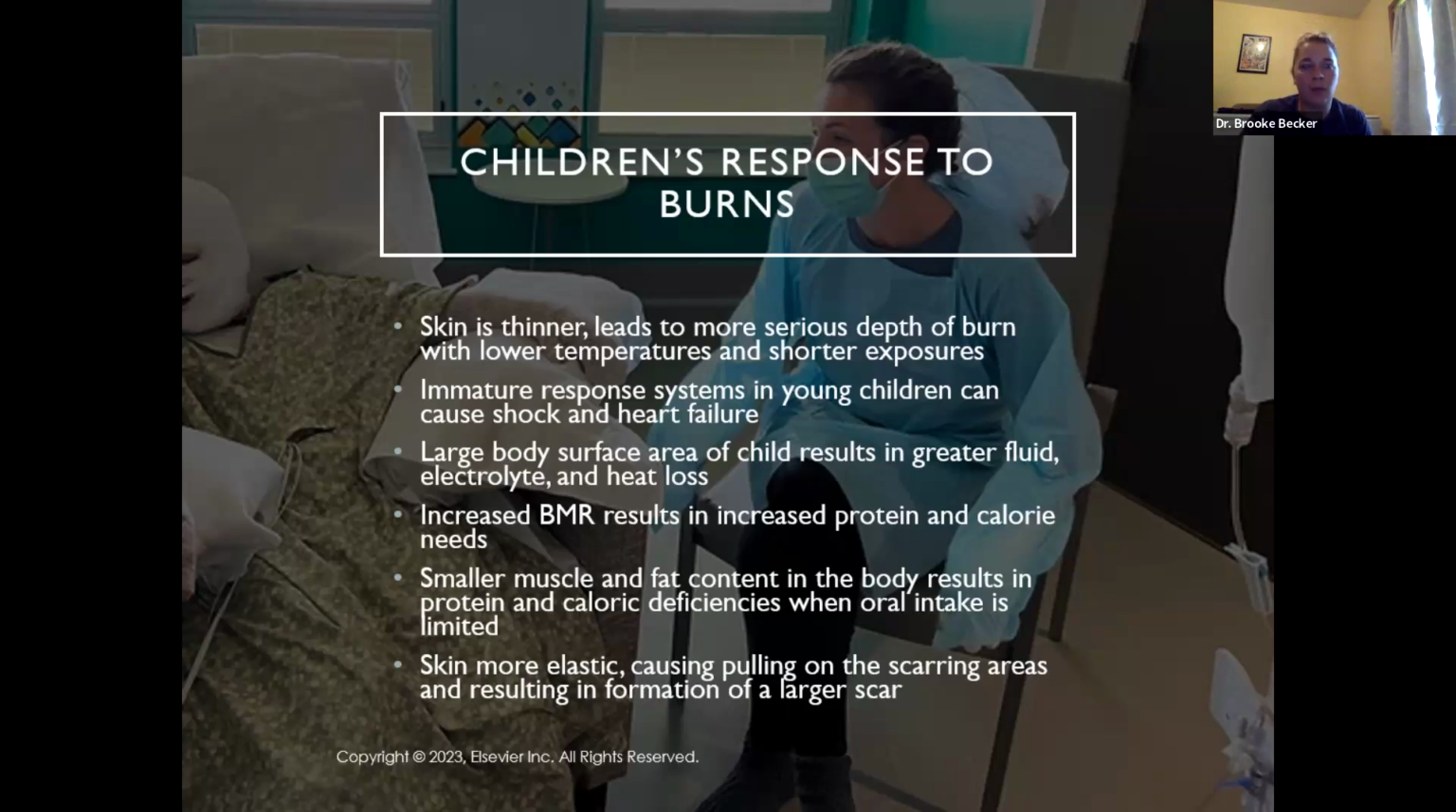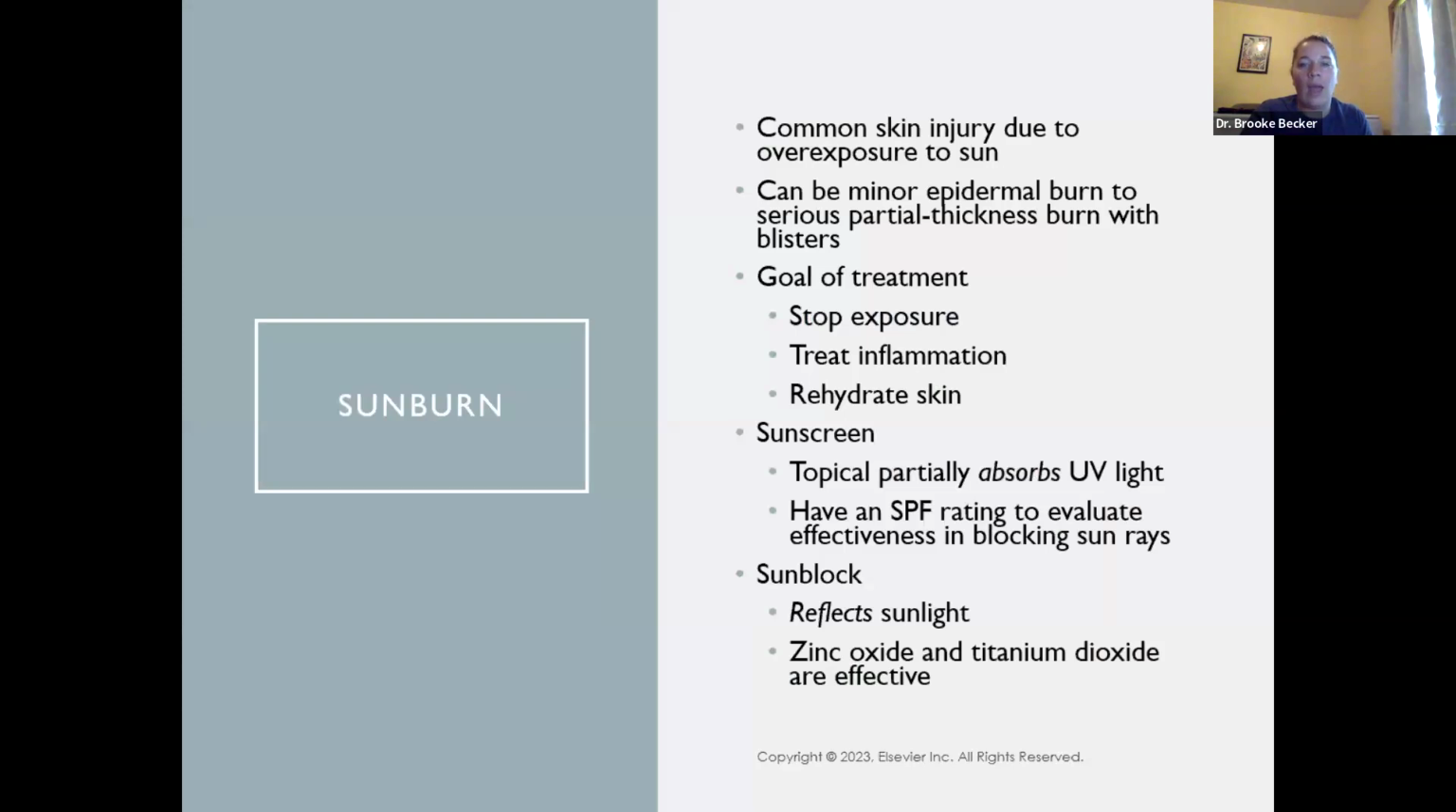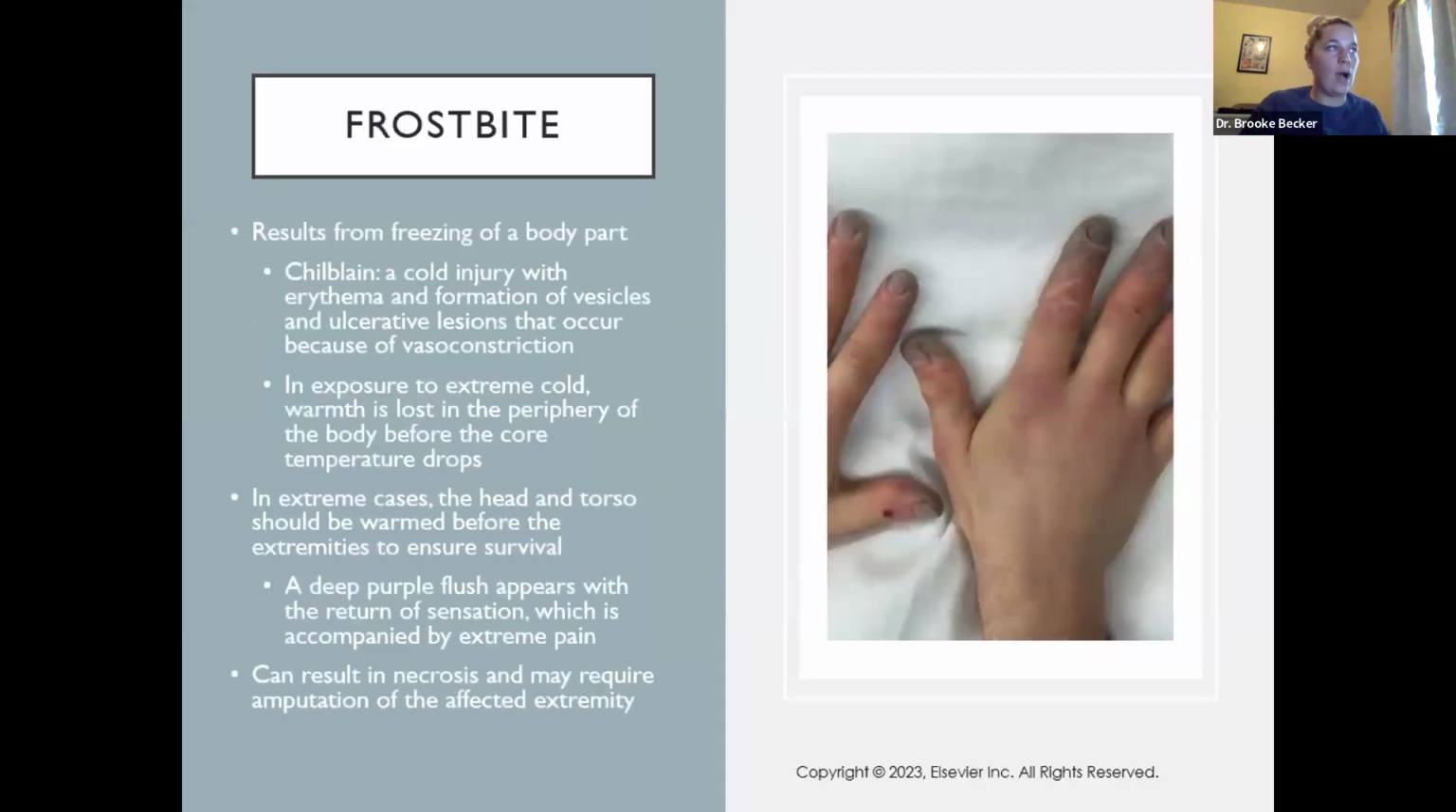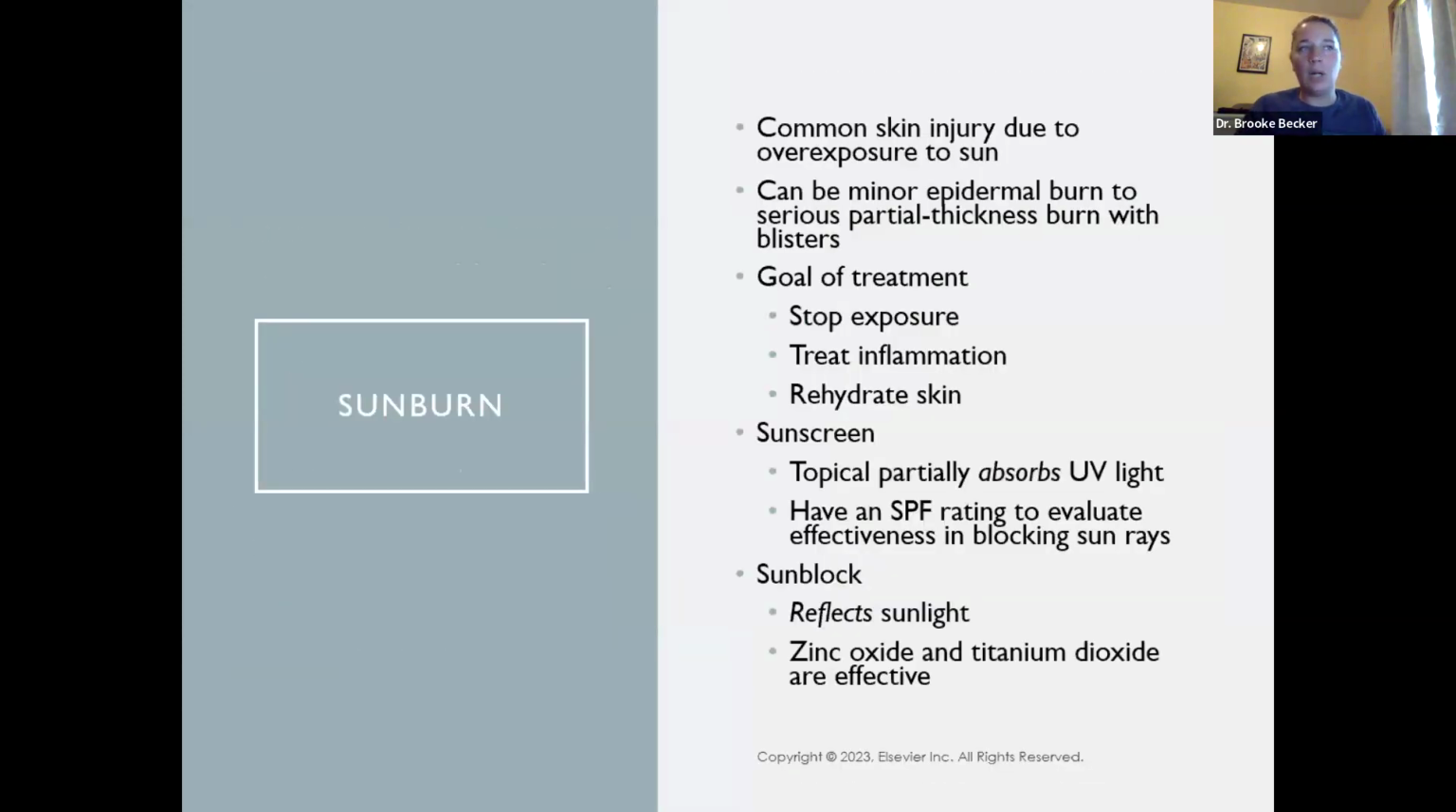Okay. And you don't want to have tons and tons of people in the room with a kiddo who has had extensive burns, because the risk of infection is so high. Okay. Sunburn, this is really common. It can blister. There can be partial thickness burn.